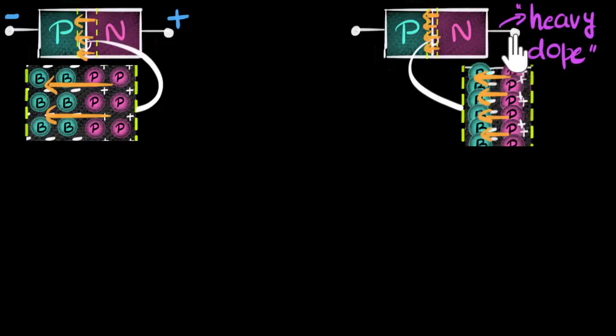But if you apply the same reverse bias over here, that exact same reverse voltage, the electric field gets way stronger. The electric field strength becomes incredibly strong in this region. The reason for that is, you can think of it like this.